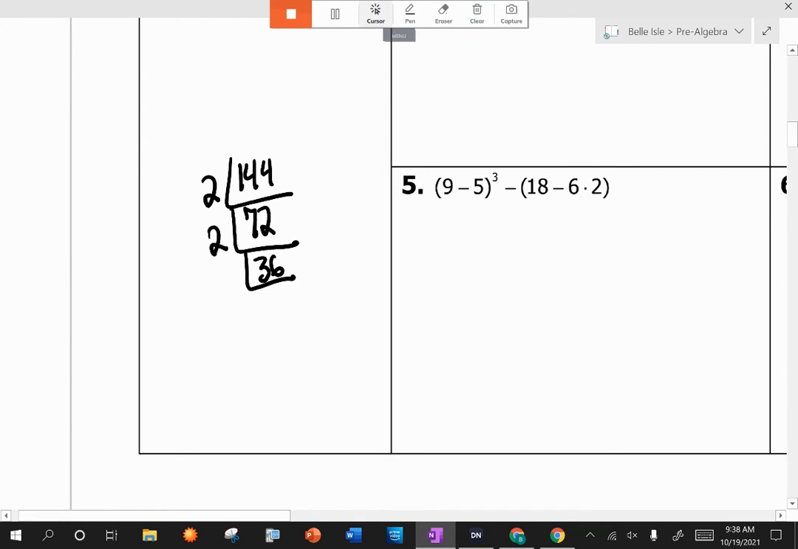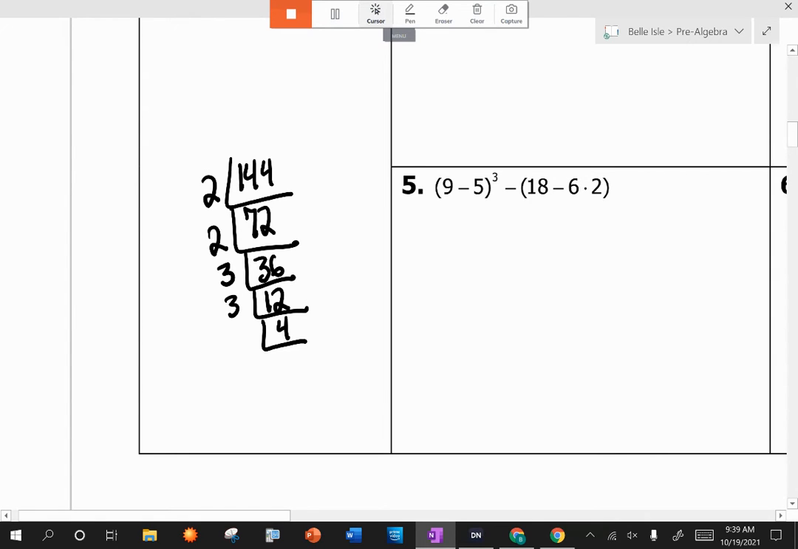Okay. What prime number can we pull out of 36? We can do a 3. Let's do a 3. Okay, what's 36 divided by 3? 12. Okay. What prime number can I pull out of 12? 2. What else can I pull out of 12? 3. Okay. I'm going to go ahead and just go with a 3, but you could have pulled out a 2 as well. Okay. What's 12 divided by 3?